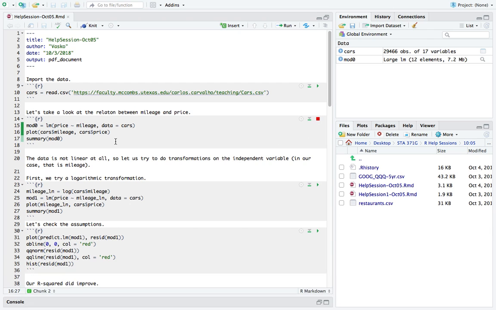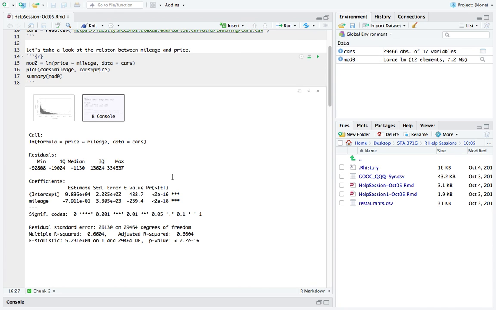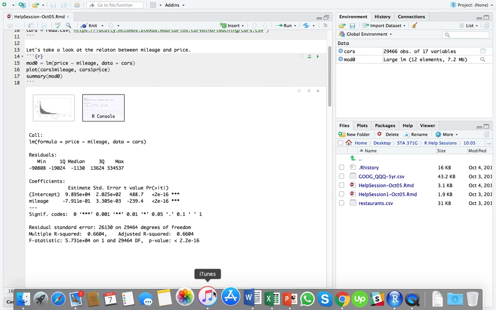And after we do that, this is a scatter plot of the data, which we can see is not linear, so we need to do some transformation in order to improve it. And then even if we look at the R squared, we can see that it's 66%, which is relatively low.